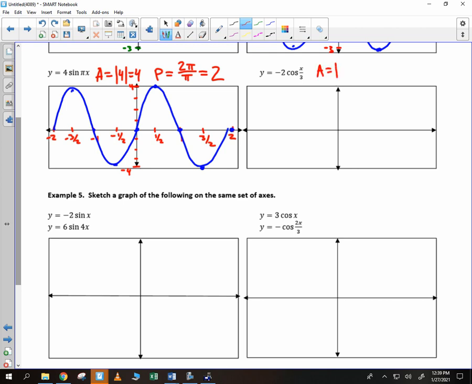Amplitude is equal to the absolute value of negative 2, which is 2. Period is going to be 2 pi divided by the number in front of x, which is 1/3. So we have 2 pi divided by 1/3. When you multiply by the reciprocal, you get 6 pi.